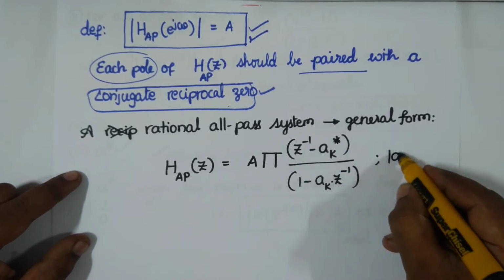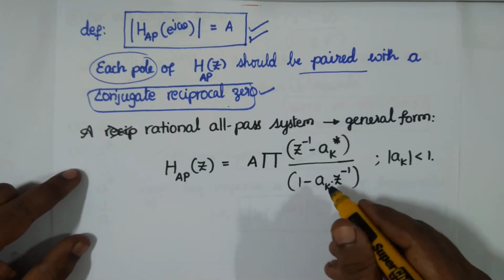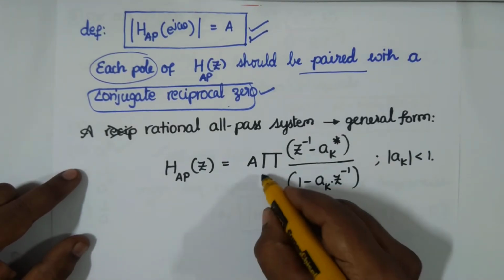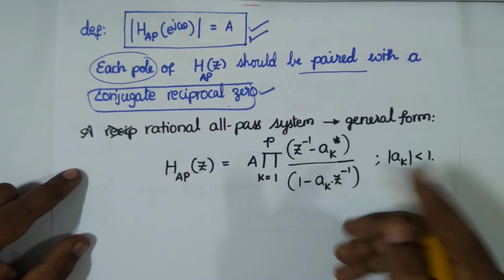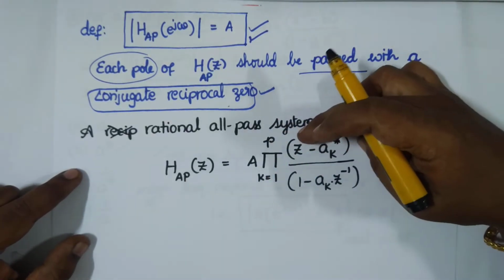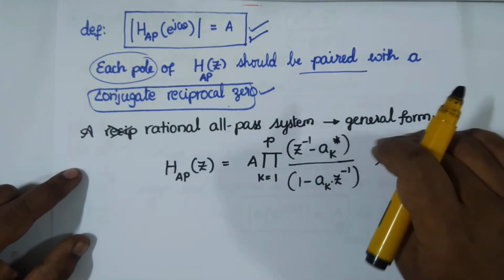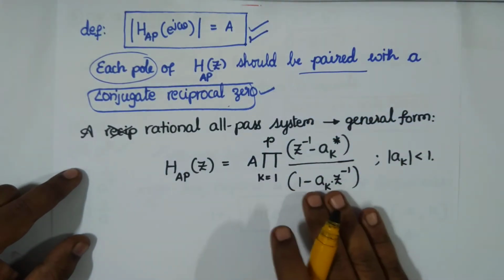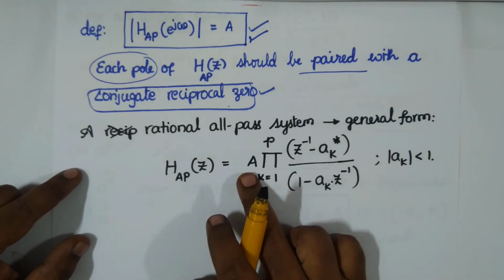Okay, so this ak should be less than 1. Now this k, whatever this sub k we have, could be anything. So I have p number of zeros. So I have zeros in the factor form now. I have p number of zeros and I have p number of poles as well with real constant a.